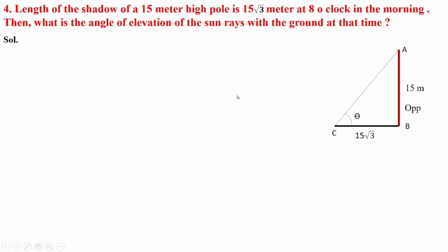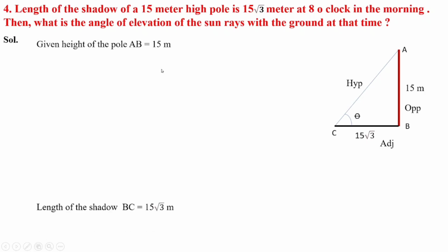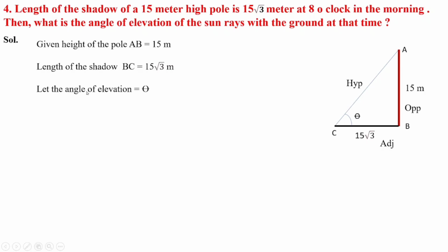Again, AB is the side opposite to the angle, known as the opposite side, AC is the hypotenuse, and BC is the adjacent side. The height of the pole AB is given as 15 meters, and the length of the shadow BC is given as 15 root 3 meters, and we have to find the angle of elevation theta. So from the figure, which trigonometric ratio should I take? I know the opposite side and the adjacent side, so I will take tan theta, which is the ratio of the opposite side to the adjacent side.